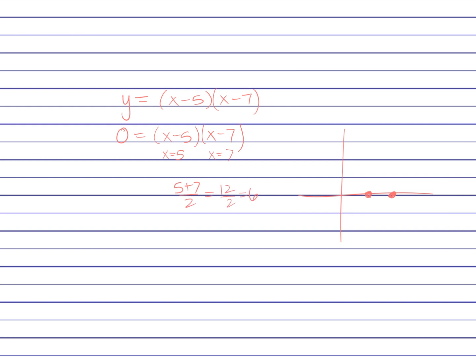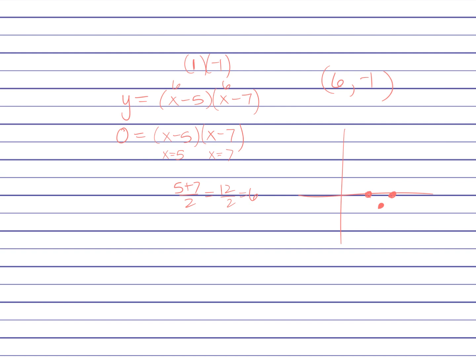I know my vertex is at 6, comma something. Well, then I can just plug in a 6 and find my other coordinates. So if I plug in a 6 here, 6 minus 5 is 1. 6 minus 7 is negative 1. It looks like it's 6, comma negative 1. And there I have 3 points already. I would just want to find 2 points.